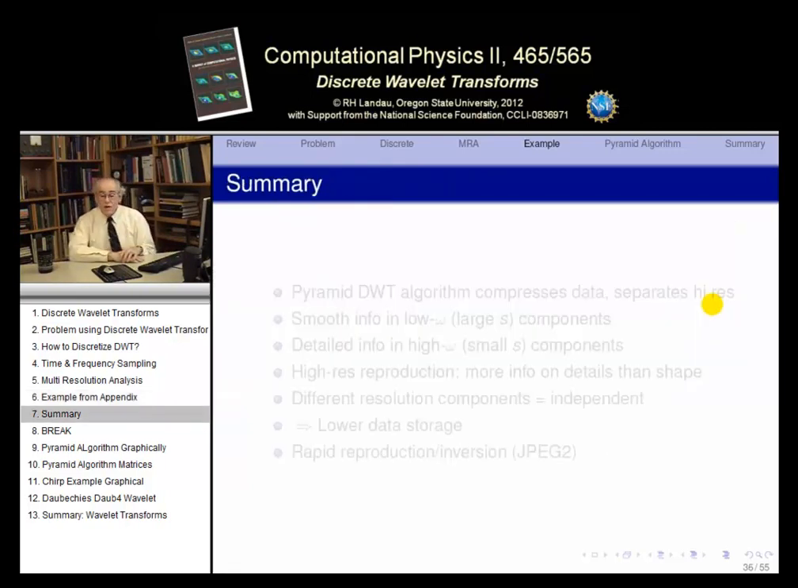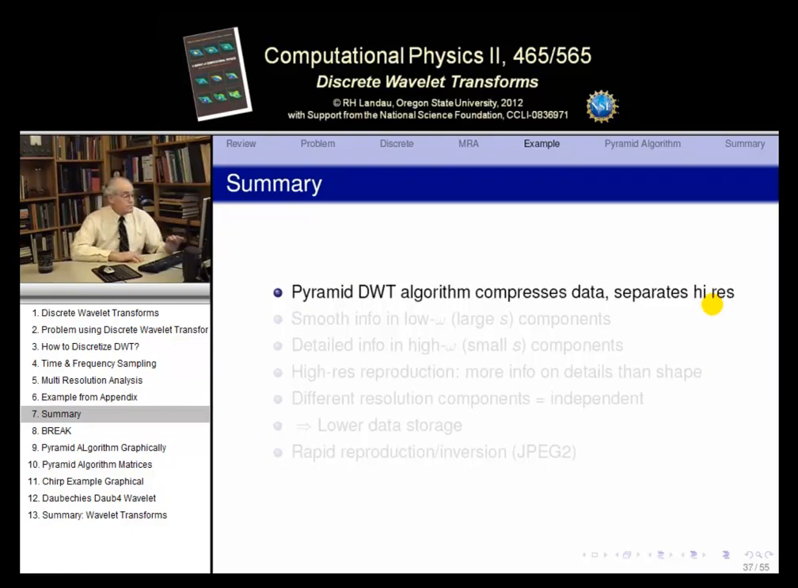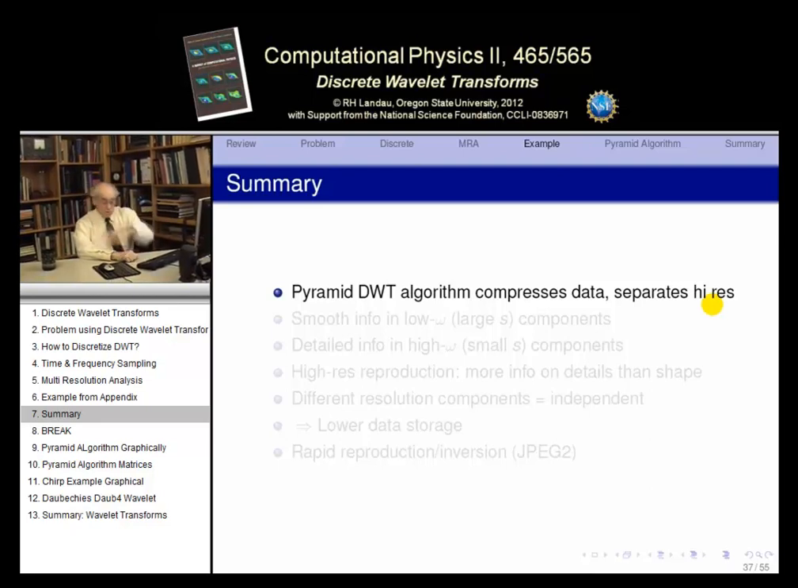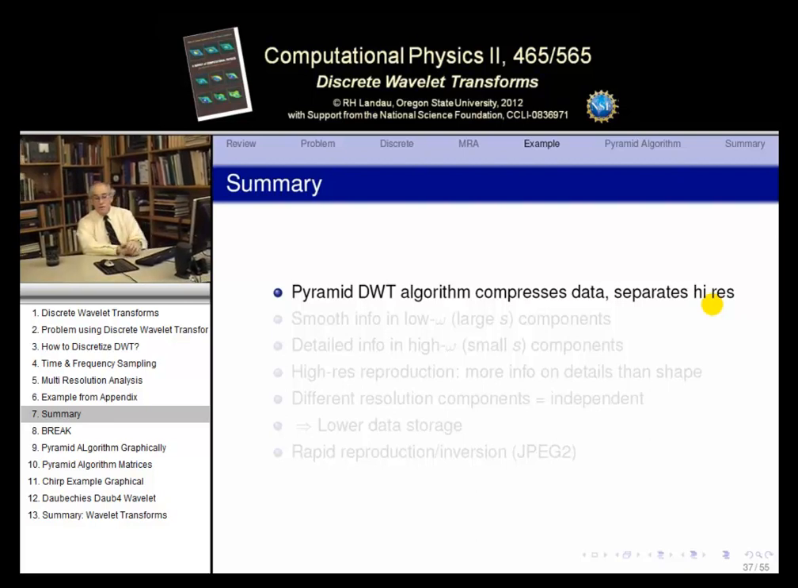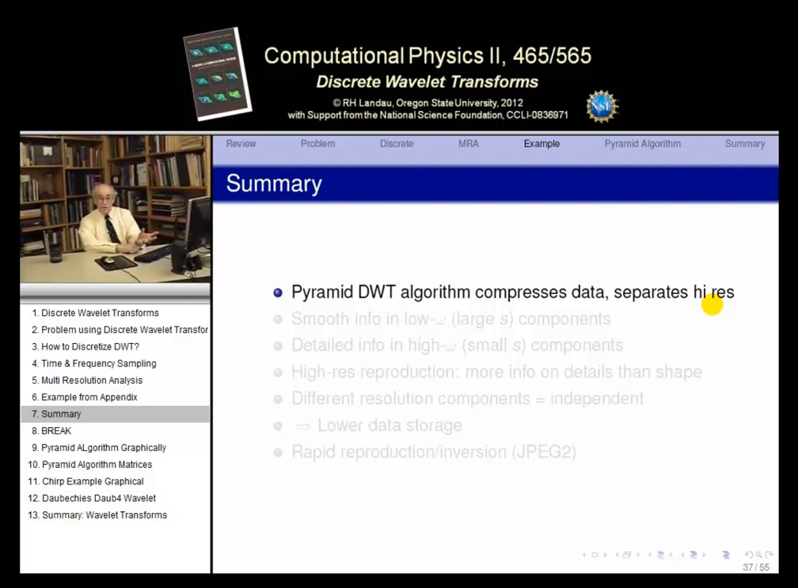So let's summarize now before we'll give you another little lecture on some of the technical details. What we've shown you is this sort of pyramid discrete wavelet transform algorithm, where you start off with a signal and we consecutively compress the data by putting it through high and low pass filters and throwing out until we're all done. But when we're all done, we have a separate bunch of coefficients for high resolution, another bunch of coefficients for lower resolution. The lower resolution gives you the shape. And if we want to throw away some high resolution, make the picture a little smaller, fine.